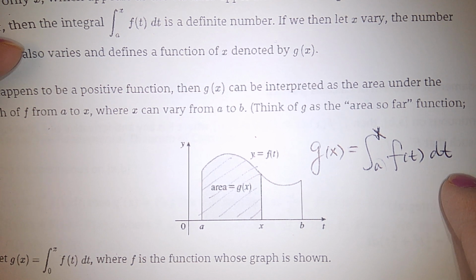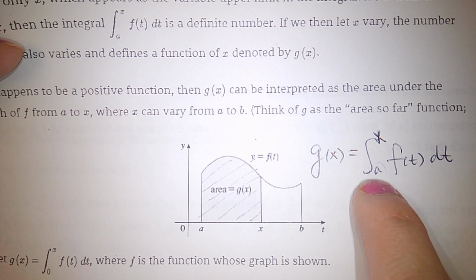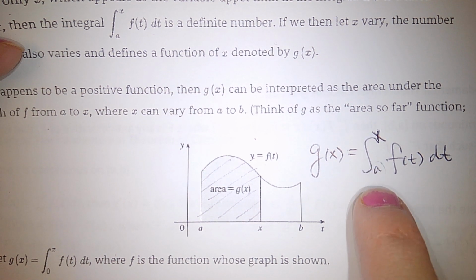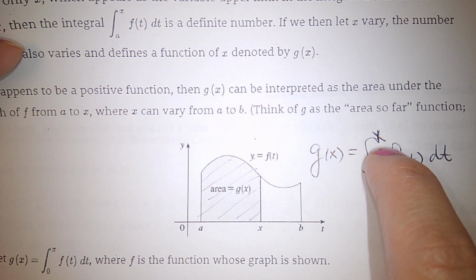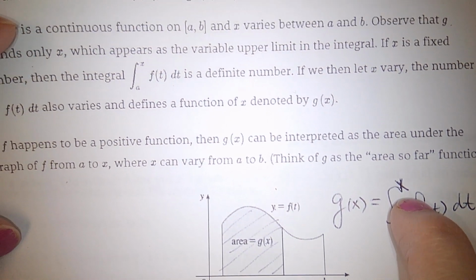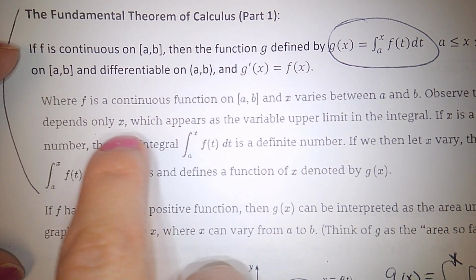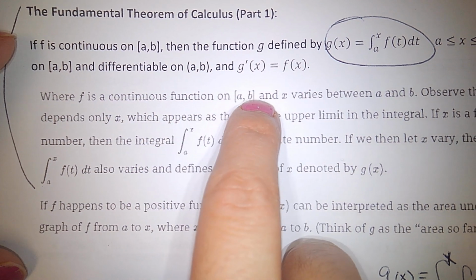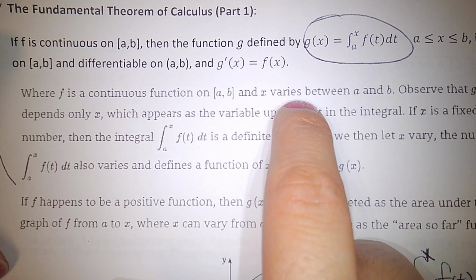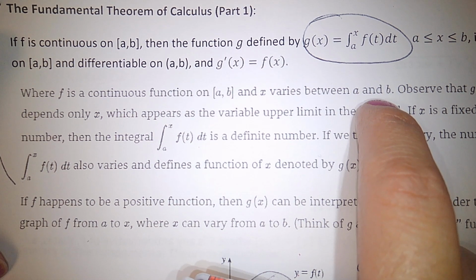Here, dt means what? The independent variable for this integral is t. And what are the two limits for this integral? The lower limit is a. The upper limit is x. And x may freely vary between a and b. Just now you have read about it: f is continuous on this interval, and x varies between a and b.